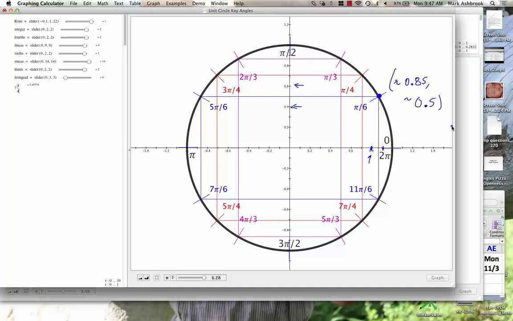Okay, so what I'm going to do is tell you that the sine of pi over 6 is indeed 0.5. You just memorize that. Okay, so sine of pi over 6 is 0.5.